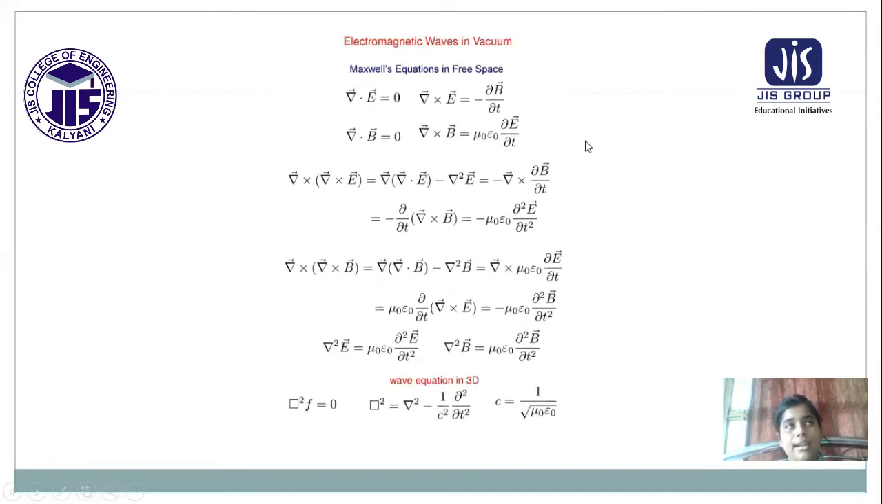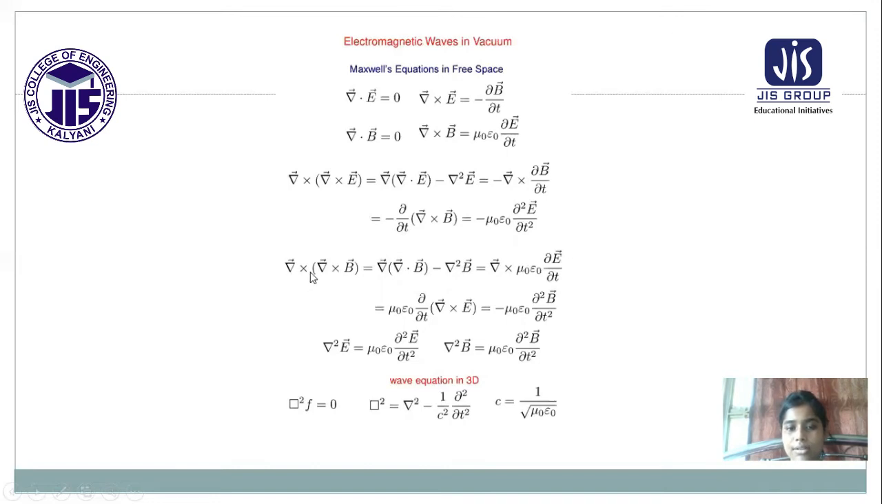Now this we can say from Maxwell's equations. So minus nabla cross B equals minus mu naught epsilon naught del square E by del t square. This one we have, it's written here.